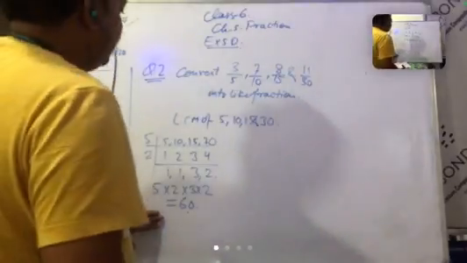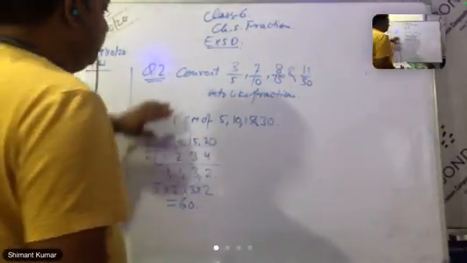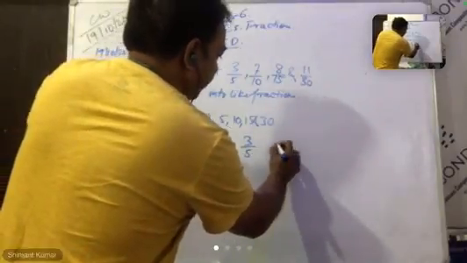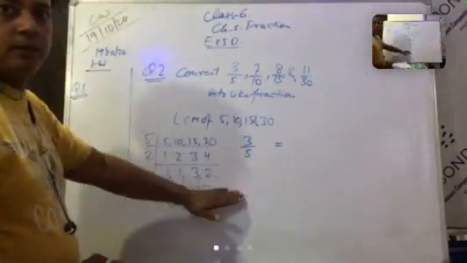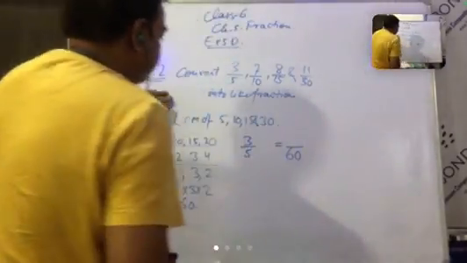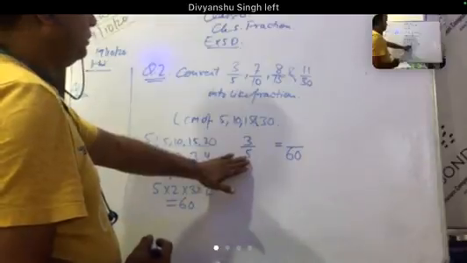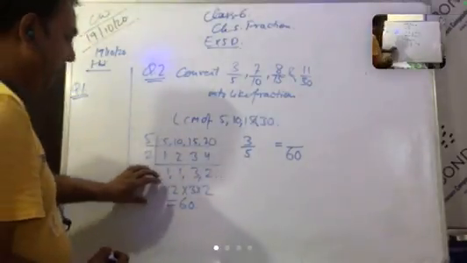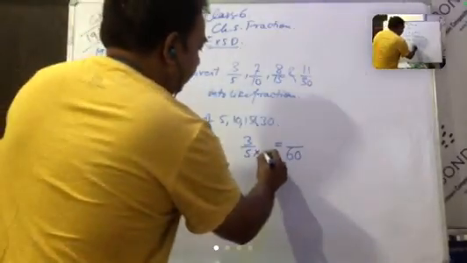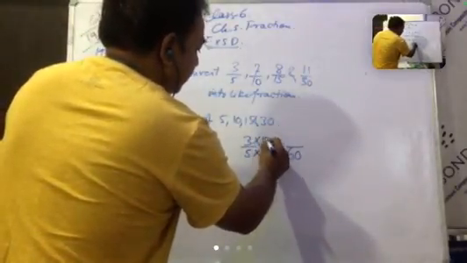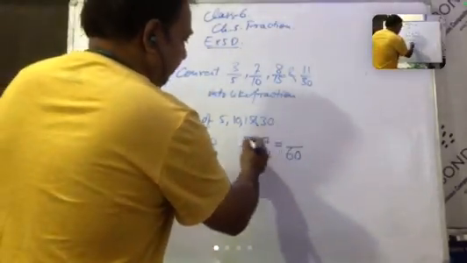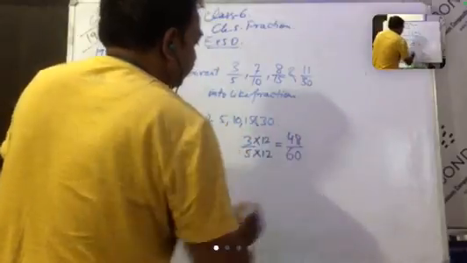So we have to make the denominator 60. How do we make it? First fraction is 3 upon 5. Give some space, write equal to, then write 60 as the denominator. Check from here: 5 times 12 becomes 60. The same number we multiply with the numerator also. So 3 twelves are 36.